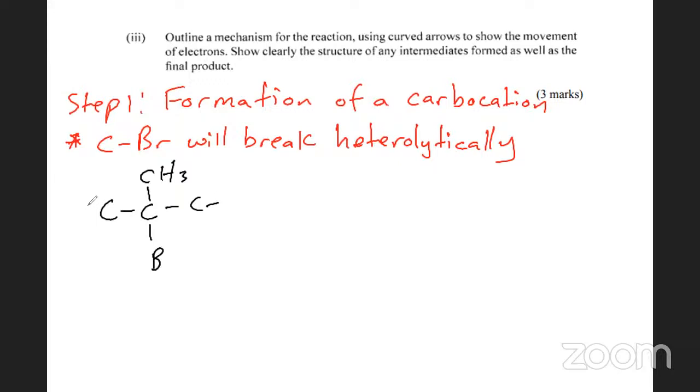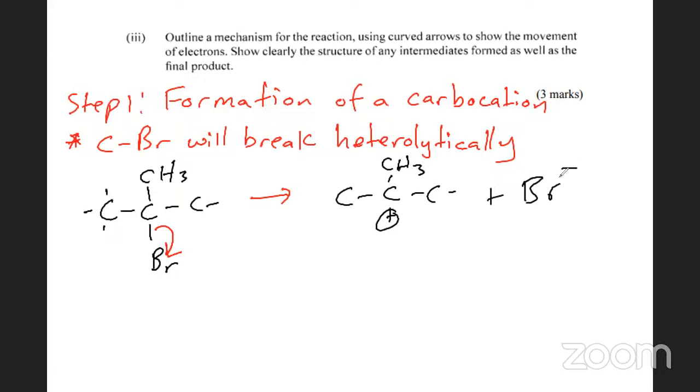All right, so I'm just going to use a portion of the molecule. As I said, the first thing that will happen, the carbon to bromine bond breaks heterolytically. And so we will end up with a carbocation plus the bromide ion. That's your electrophile, this is your nucleophile. So step one, form the carbocation. The carbon to halogen bond breaks heterolytically.